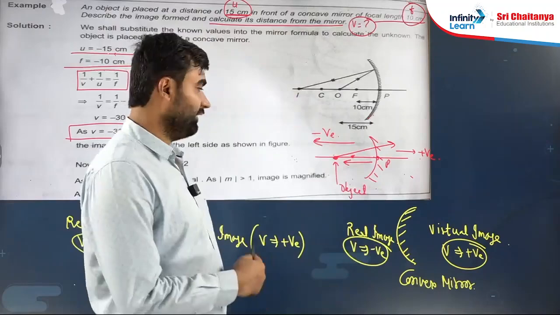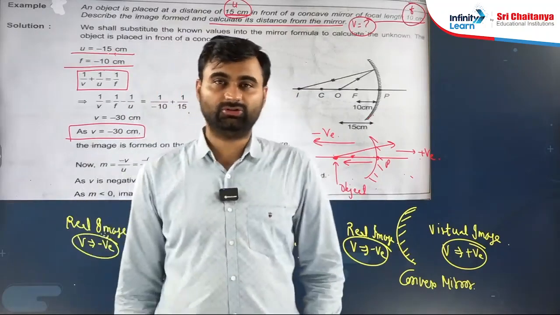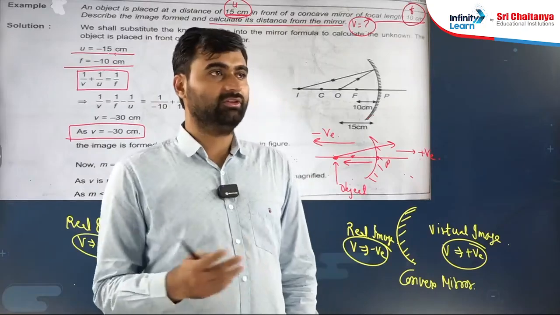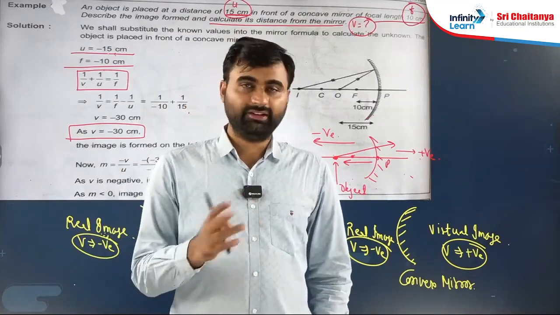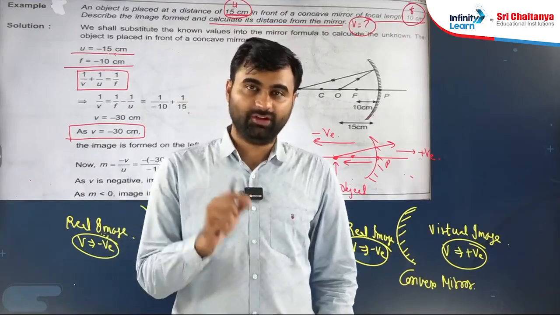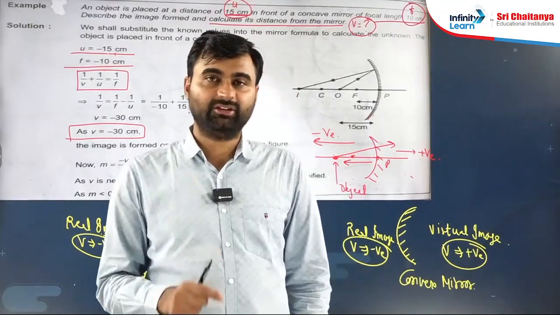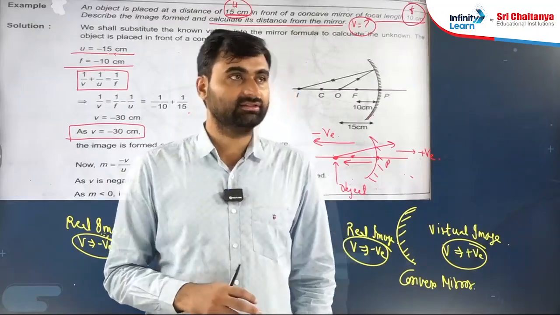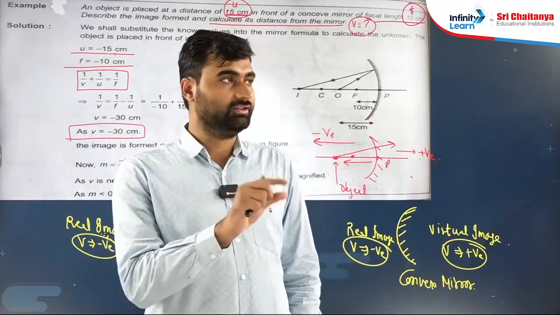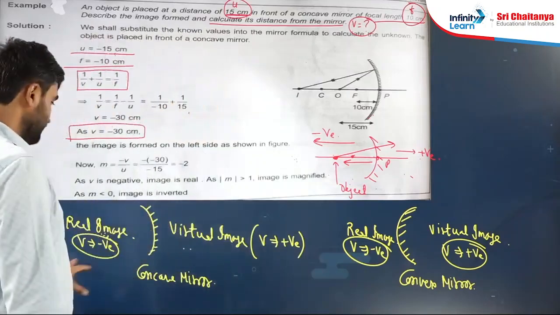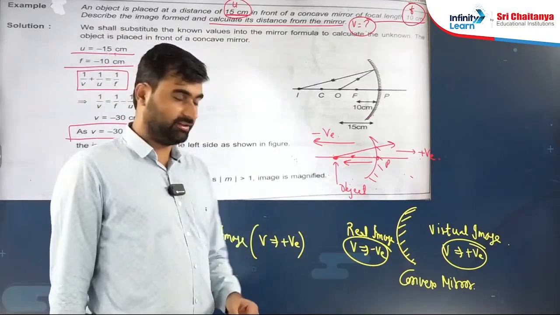So students, in the last class we understood about spherical mirrors, we discussed the mirror formula, and we solved some questions also. We discussed real object, virtual object, real image, virtual image. Sign convention also we discussed. And by using all these concepts we solved some questions. So students, here is a quick revision.